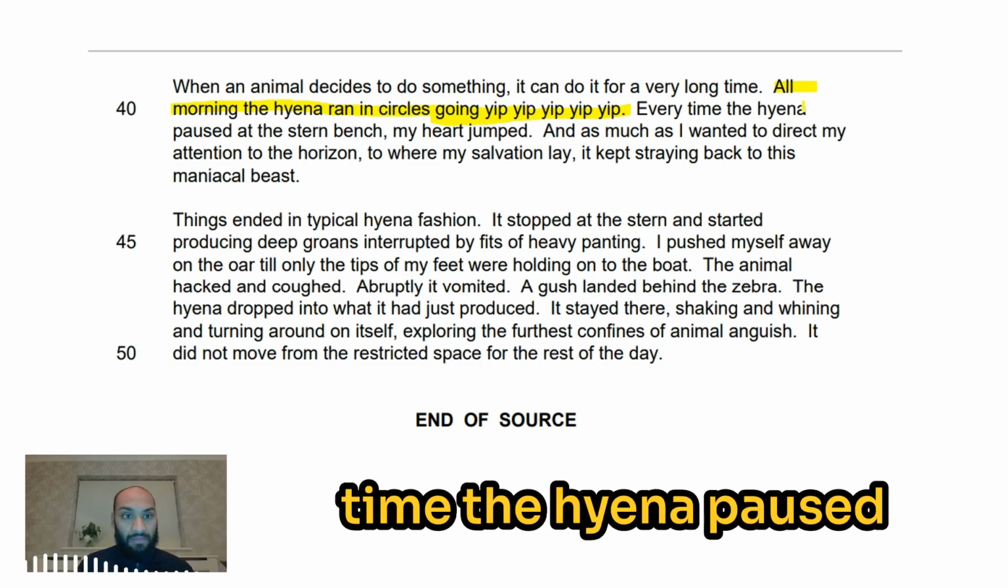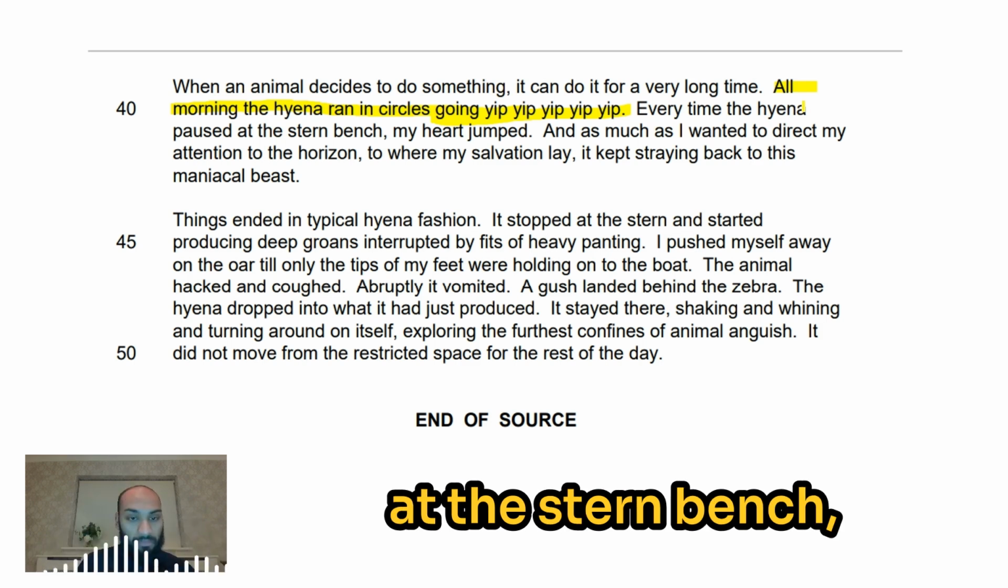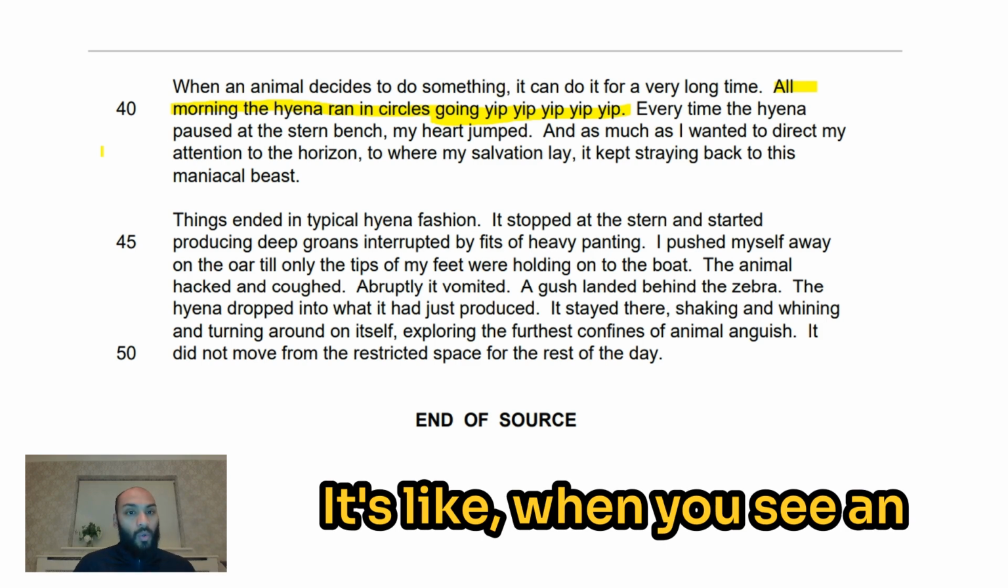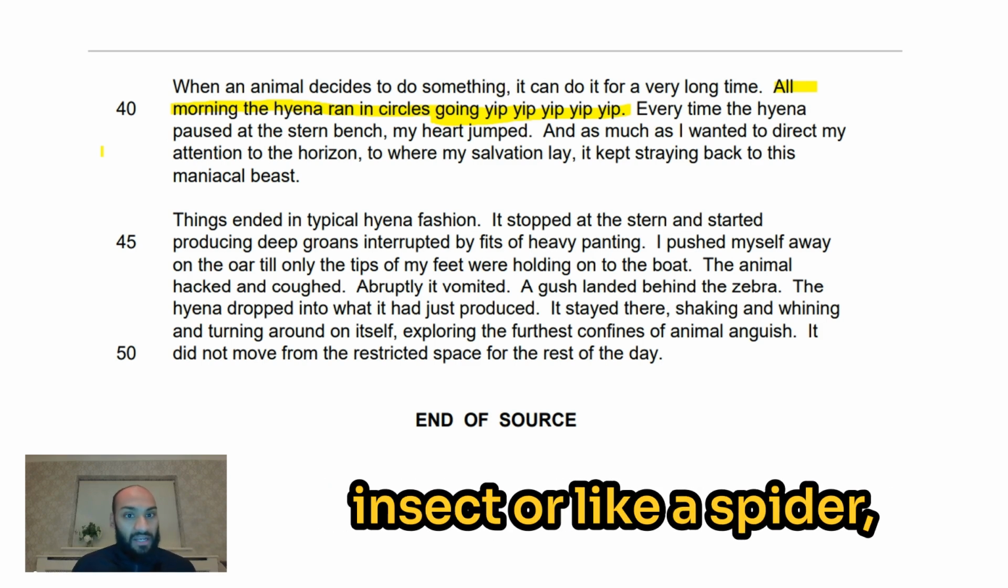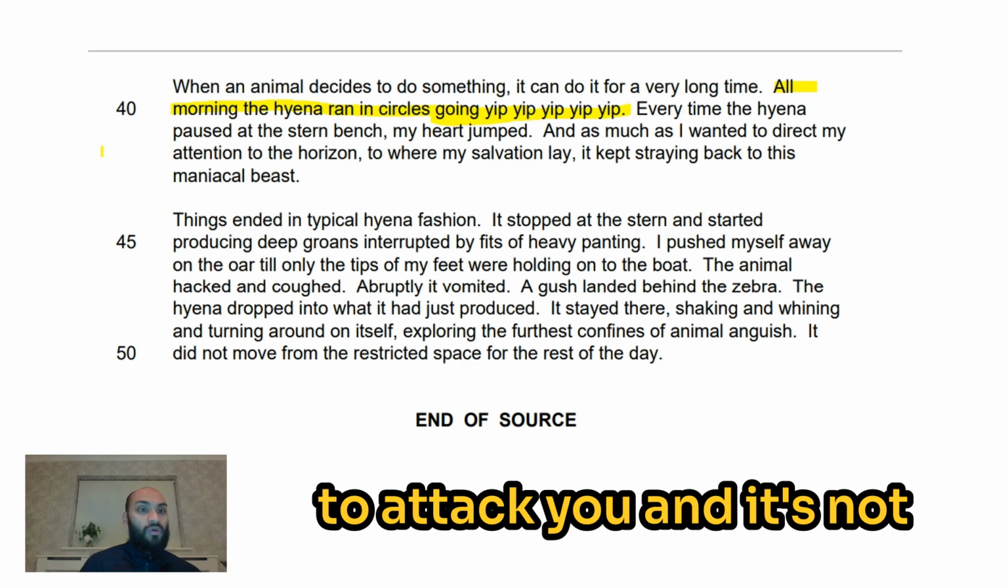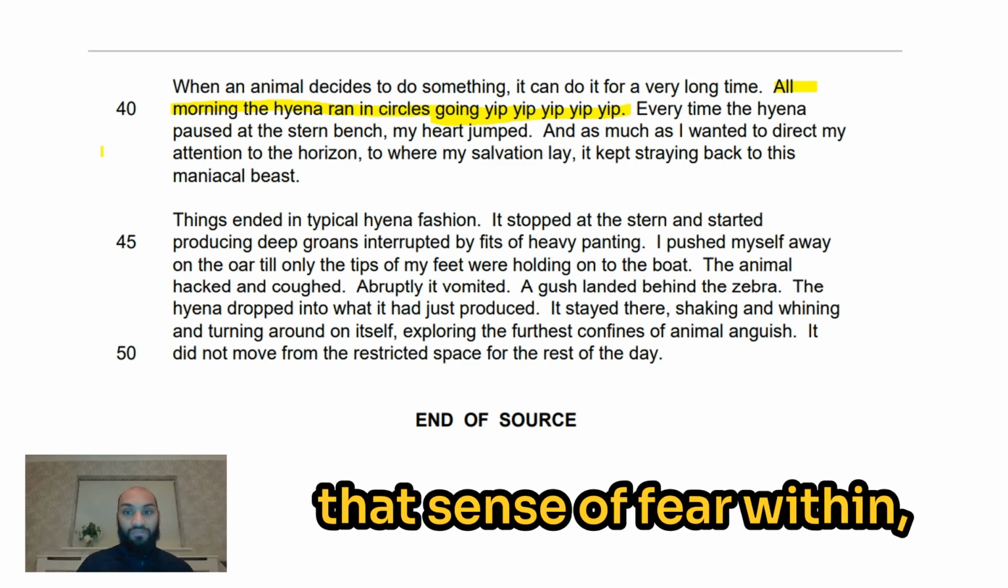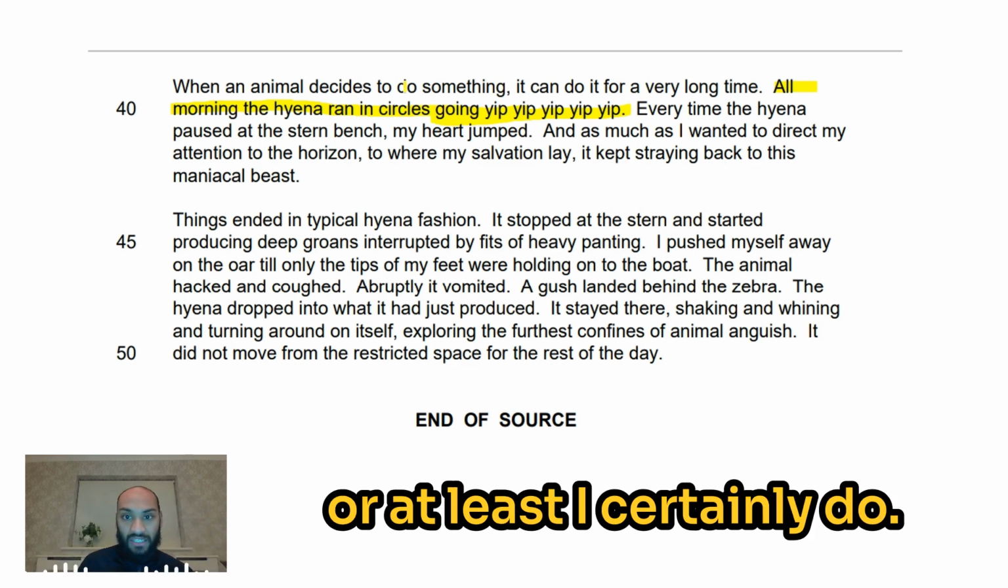And it says, every time the hyena paused at the stern bench, my heart jumped. So there's still that sense of fear. It's like when you see an insect or a spider, you know it's not going to attack you, and it's not vicious, but you still have that sense of fear within. Well, at least I certainly do.